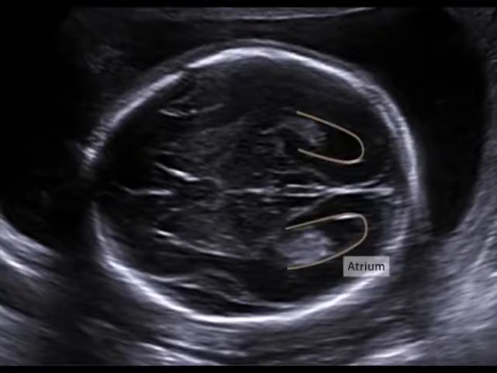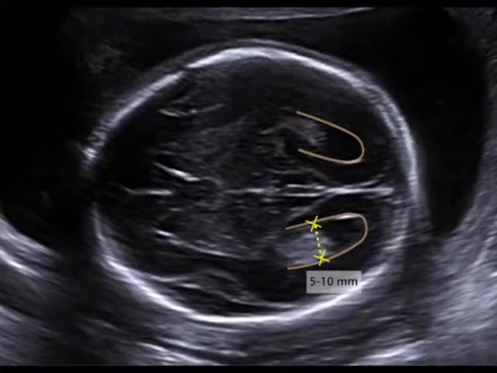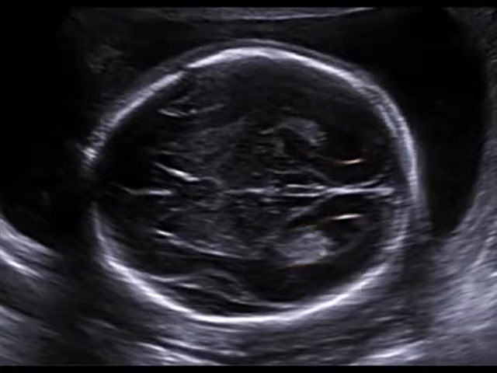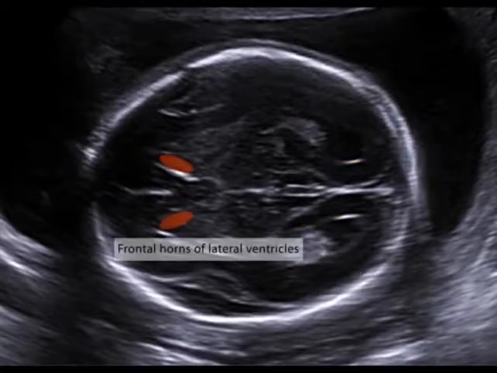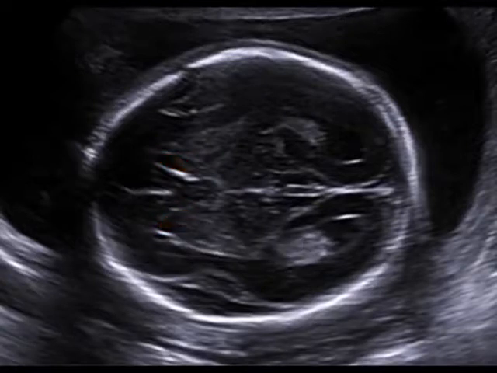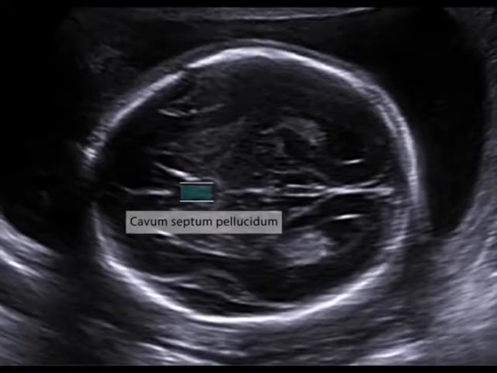The atrium is measured perpendicular to the cavity, with calipers placed just inside the borders of the ventricle. A normal measurement is between 5 and 10 millimeters throughout the second and third trimesters. In addition, the frontal horns of the lateral ventricles are also seen in this view and are separated by the cavum septum pellucidum, shown here.